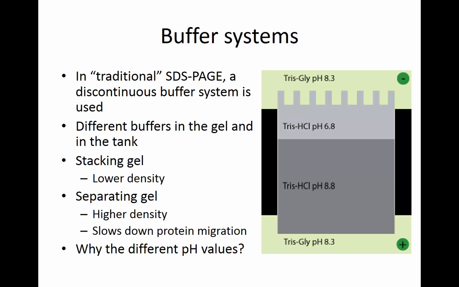But if we were to make the gel, and we're not going to make the gel, you're going to use pre-made gels, you would use what's called a discontinuous buffer system, which means you have different buffers in the gels and in the tank. You can see that they vary by pH here: pH 8.3 in the running buffer, pH 6.8 in the stacking gel, and pH 8.8 in the resolving gel. The stacking gel is usually of lower density, and the separating gel is of higher density, and this slows down protein migration. But you might ask, why the different pH values?